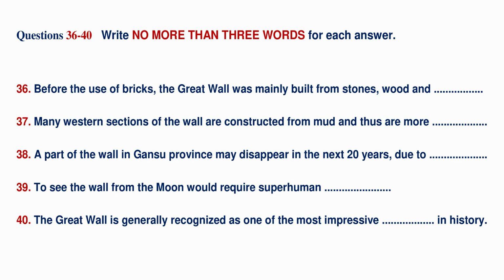But many western sections of the wall are constructed from mud, and thus are more susceptible to erosion. That's why in many locations the Great Wall is in disrepair. A report by the State Administration of Cultural Heritage states that almost 1/5 of the wall has totally vanished. In places, the height of the wall has been reduced from more than 5 meters to less than 2 meters.